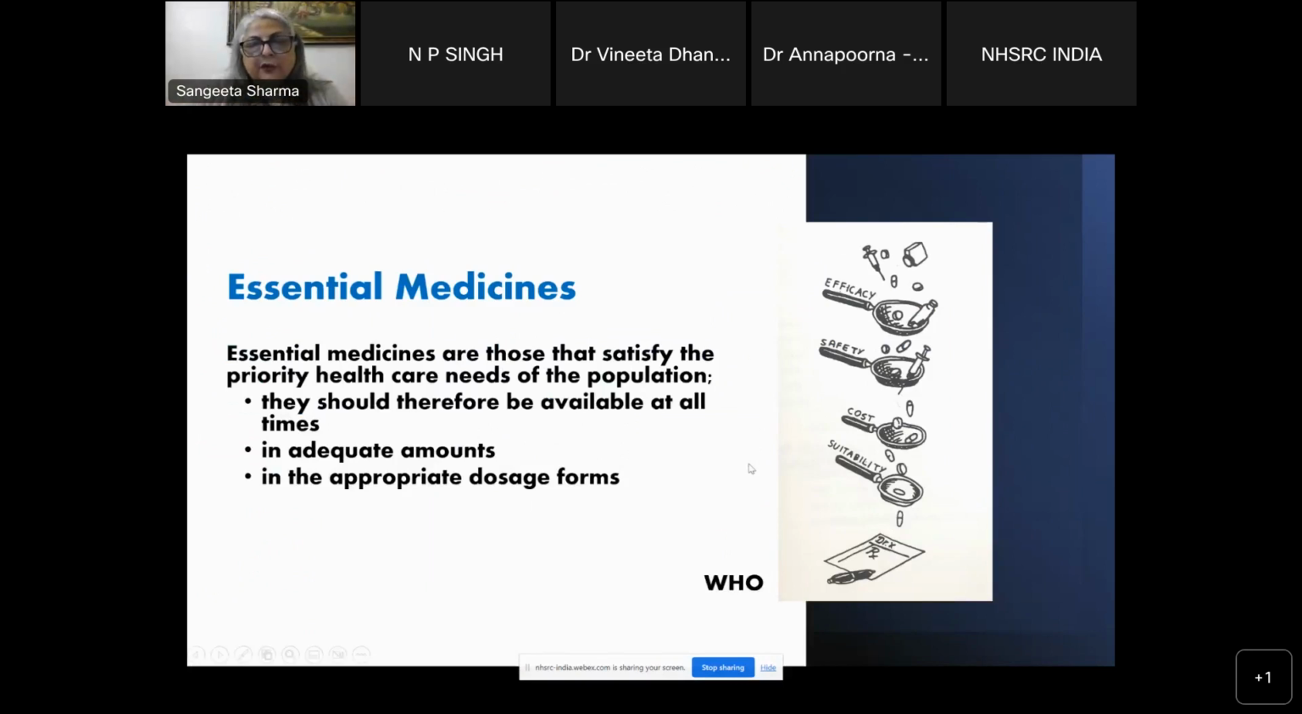You all know essential medicines are those that satisfy the priority healthcare needs of the population. Therefore, they should be available at all times, in adequate amounts, in the appropriate dosage form. This is important. Appropriate dosage form means all of us have adult dosage forms in plenty. There is no problem. But when it comes to pediatric dosage forms, usually I find there is a shortage, because we feel that children are small adults, or we believe that all tablets can be split into half or four portions and given to children. So if we need to increase availability and accessibility of essential medicines, we need to look into this part as well.